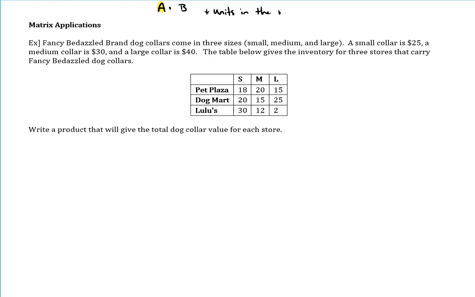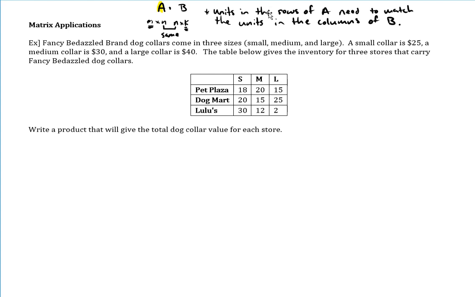in the rows of A need to match the units in the columns of B. Okay, and the other rules are still there with matrix multiplication, where if matrix A, let's say, is m by n, B needs to start with n. So these need to be the same also. And then our resulting matrix will be m by k as a final answer.